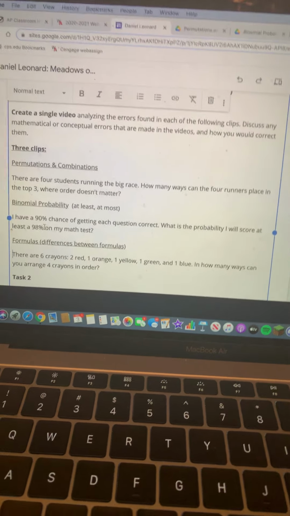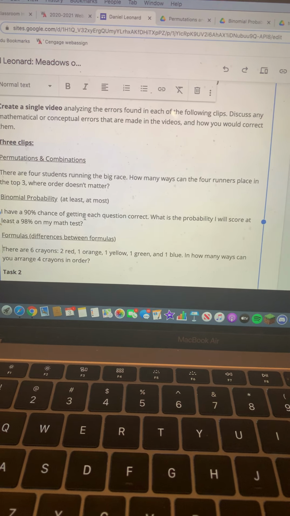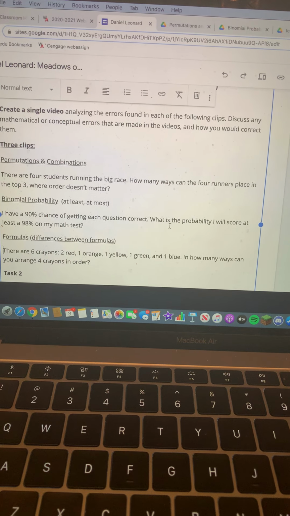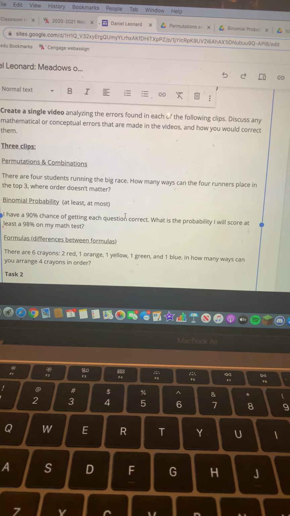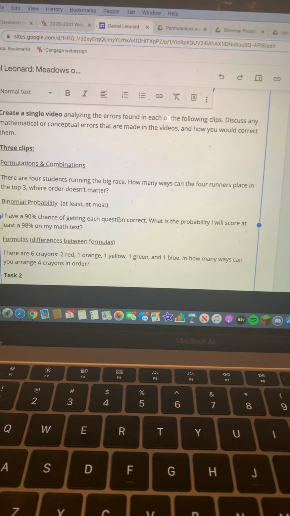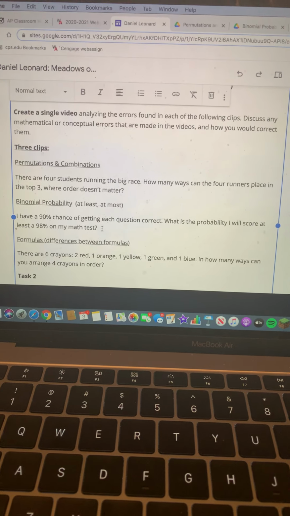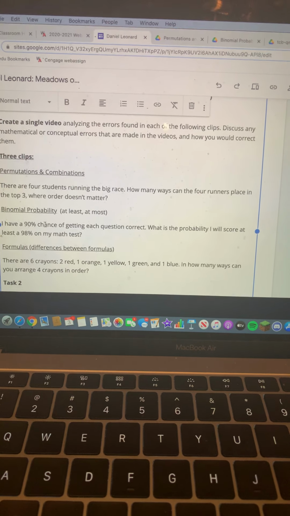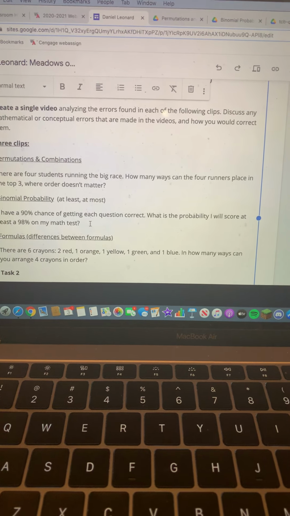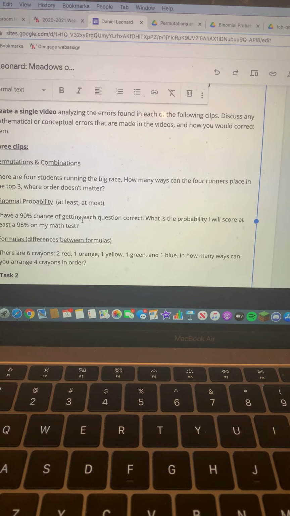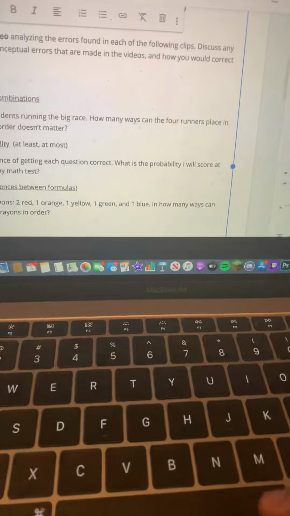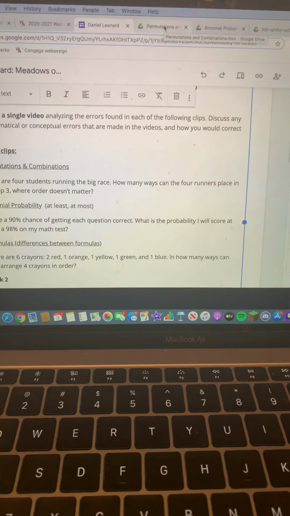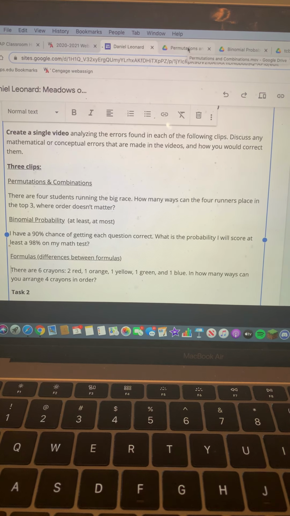Second one, you have a 90% chance of getting each question correct. What is the probability you will score at least 98% on the math test? So this again, you're going to be working with combinations because it doesn't matter the order of getting each question correct. You can get the first 90 right, and then you'll get the last 10 wrong, or you could get the first 10 wrong and the last 90 right. You're still going to get 90%.